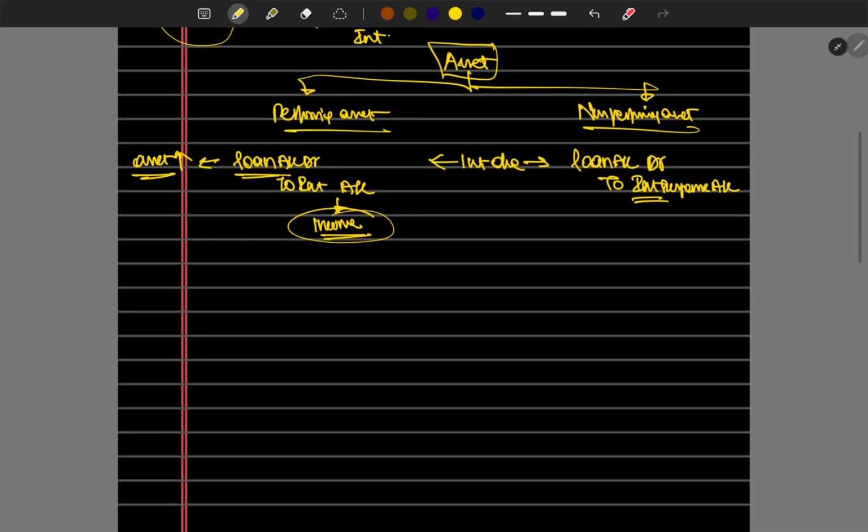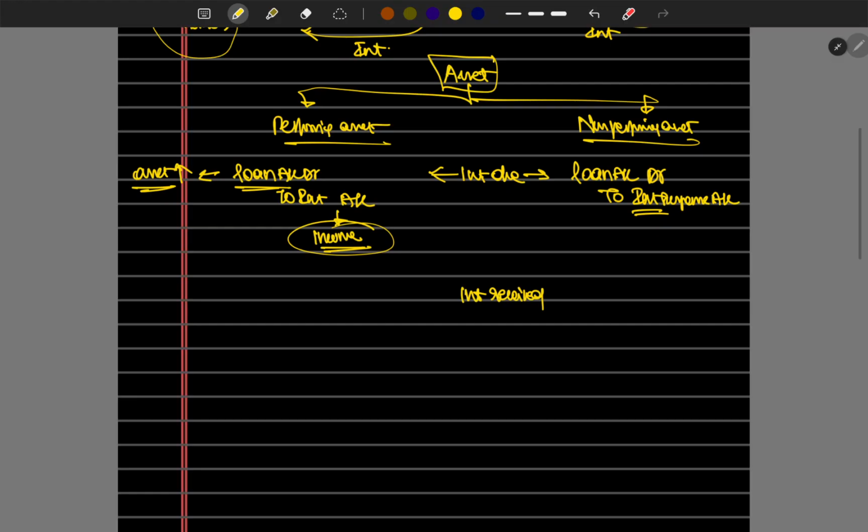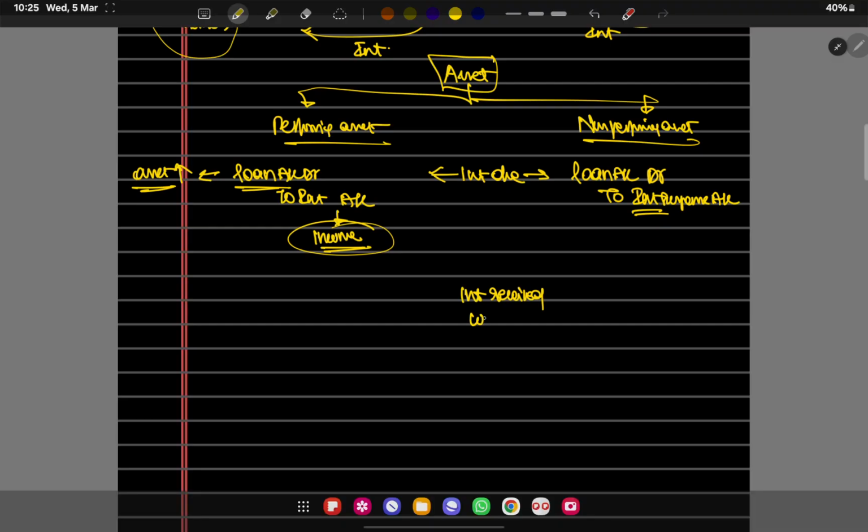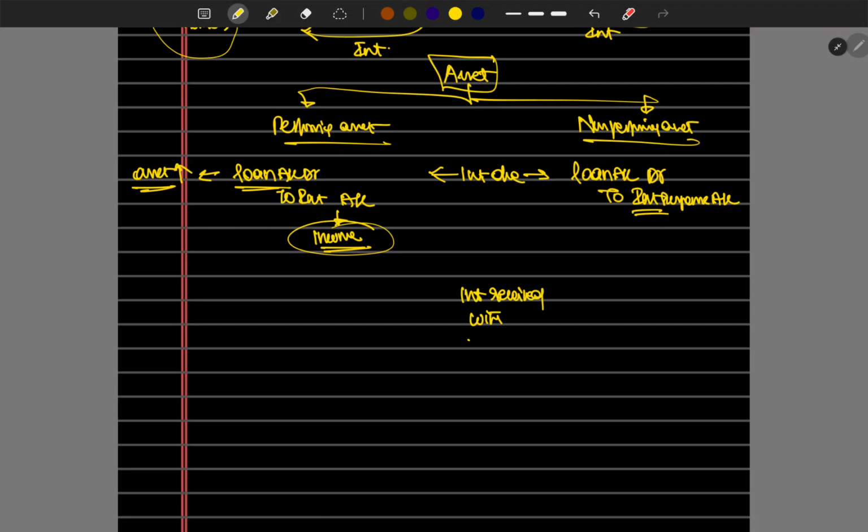What if the interest is received with the actual installment, or monthly installment? What could be the entry for a performing asset and what could be the entry for a non-performing asset?